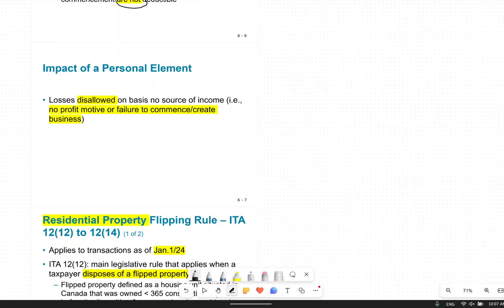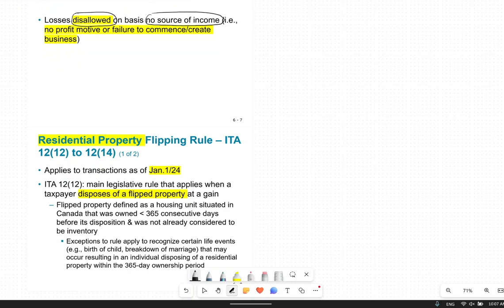Now, losses are disallowed if the business does not have any income. If you don't make any income, any losses that you have are disallowed. Disallowed means you're not allowed to create losses if you don't have any income.